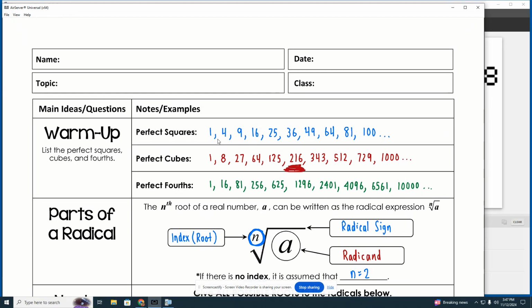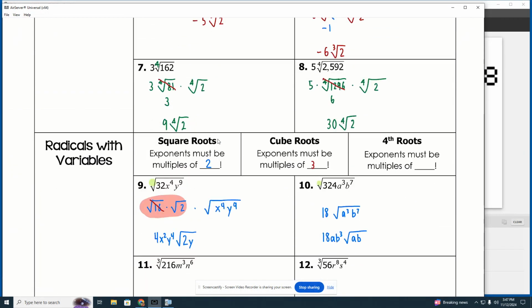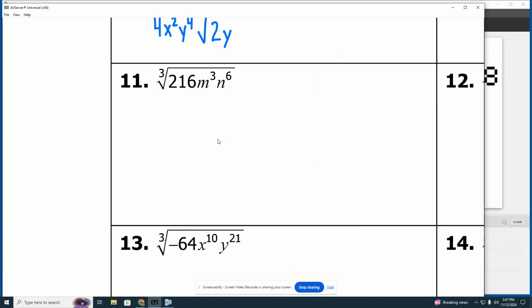See it right here? Now that's 1, 2, 3, 4, 5, 6. The cube root of 216 is 6. So I'm going to go ahead and let 6 completely come out of here. And then let's just focus on my variables. That's the cube root of n cubed to the 6th.